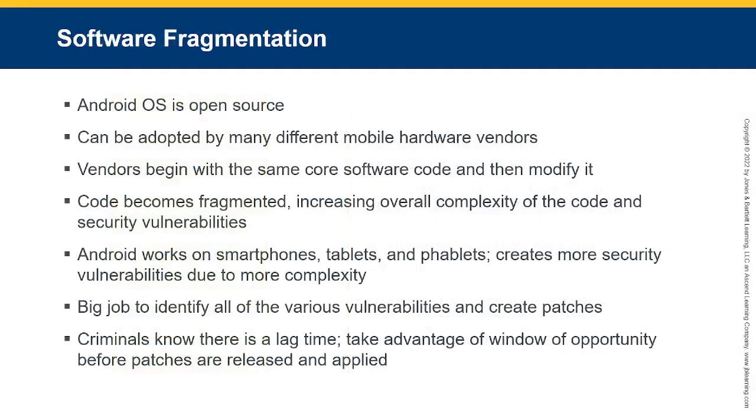Now, Android software is always open source. This means it can be adapted by many different mobile hardware vendors. Vendors begin with the same core software code and modify it. Code becomes fragmented, increasing the overall complexity of the code and security vulnerabilities. Android works on smartphones, tablets, and phablets. There are more security vulnerabilities due to more complexity. It is a big job to identify all of the various vulnerabilities and create patches. Criminals know there is a lag time. They take advantage of the window of opportunity before patches are released and applied.